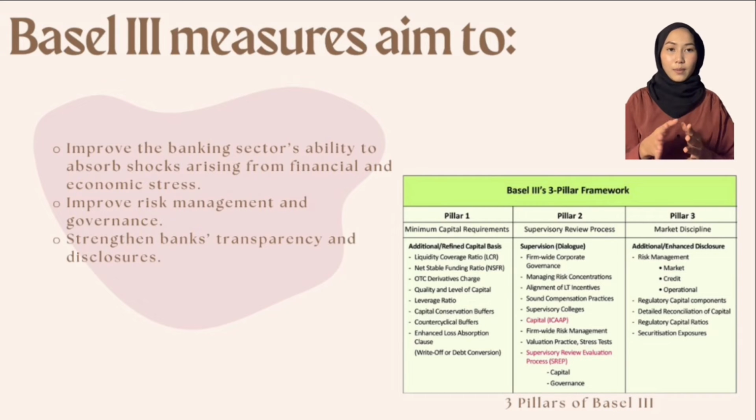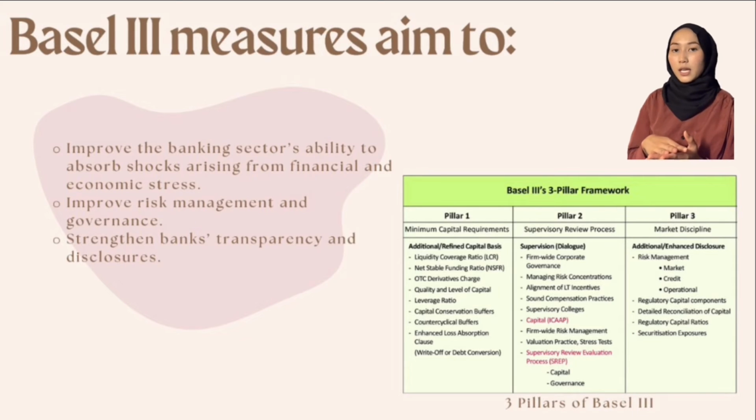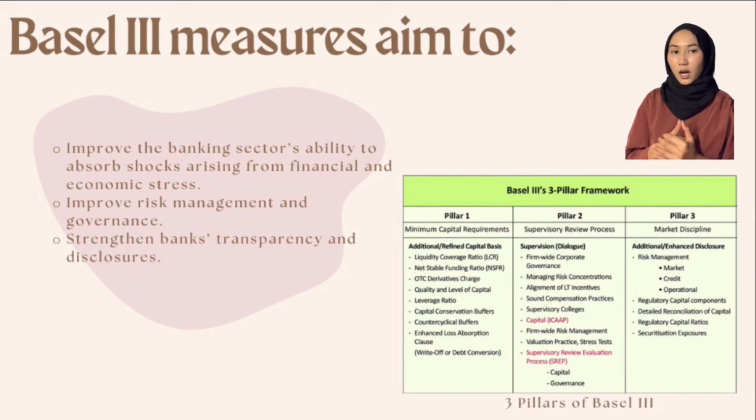Pillar 1 is minimum capital requirements, which consists of the liquidity coverage ratio, leverage ratio, capital conservation buffers, etc. Pillar 2 is the supervisory review process, which covers firm-wide corporate governance, managing risk concentration, sound compensation practices, etc. And lastly, Pillar 3 is market discipline, to enhance disclosure. It consists of risk management, which covers market risk, credit risk, operational risk, etc.